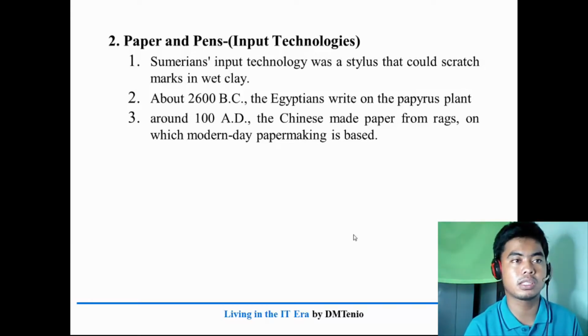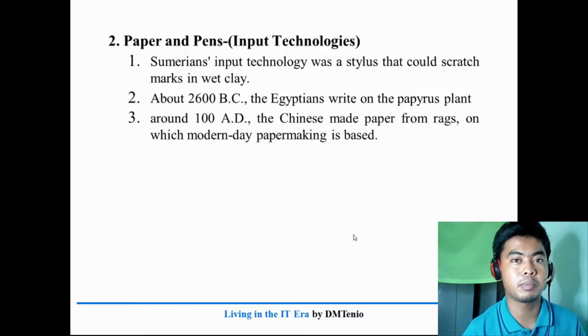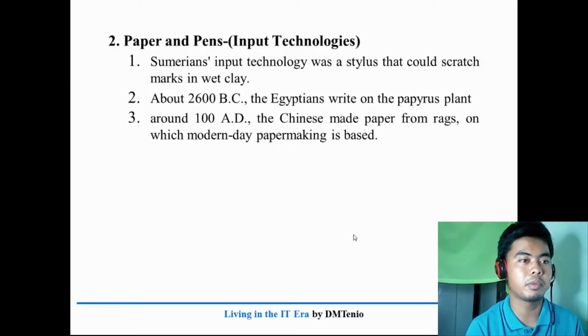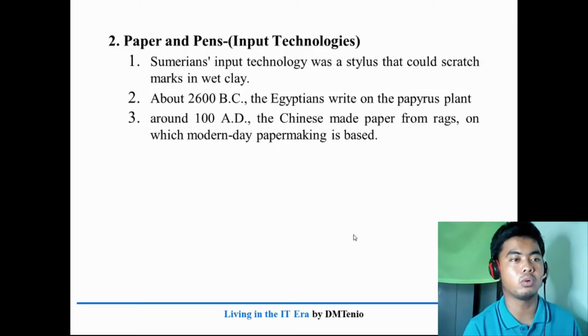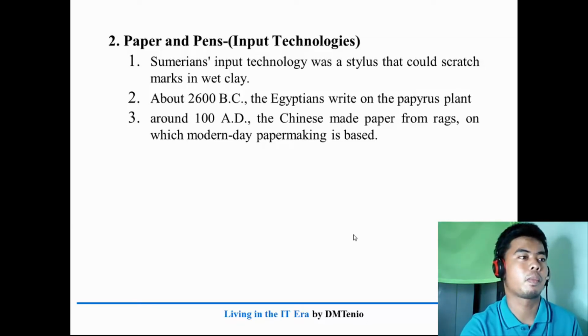The Sumerians' input technology was a stylus that would scratch marks in clay. Then about 2600 BC, the Egyptians wrote on the papyrus plant. Papyrus is something we have heard about, the ancient paper in Egypt. Around 1000 AD, the Chinese made paper from rags, on which modern day paper making is based. This is the earliest thing we can really call paper, from the Chinese.